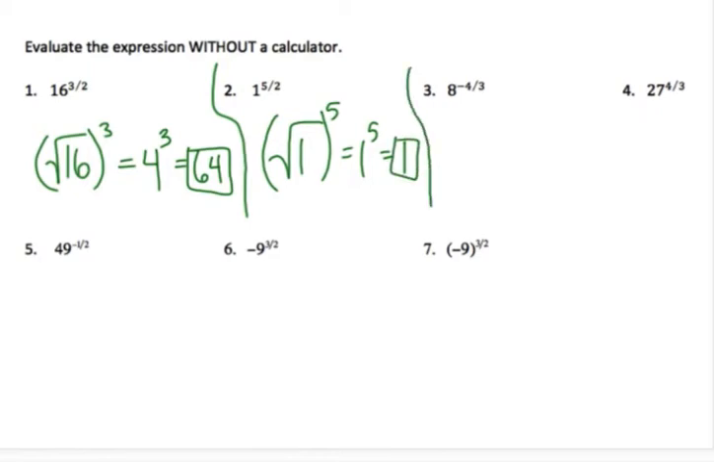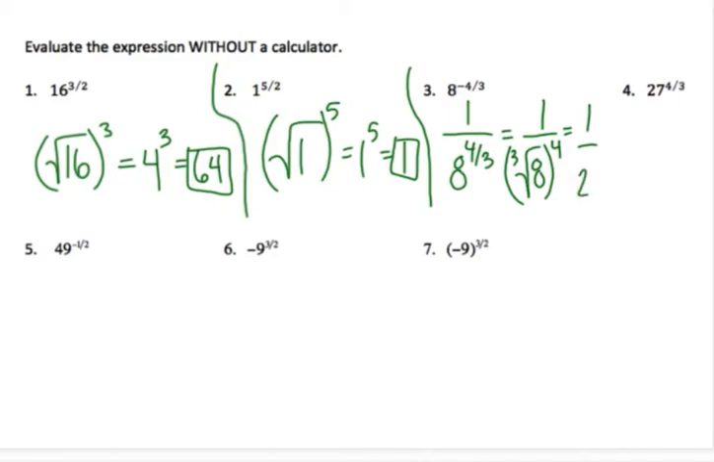Number 3, make sure when you have a negative exponent, you rewrite it first. So 1 over 8 to the power of positive 4/3. And now 4 is the power and 3 is the root. So cube root of 8 all to the power of 4. Now cube root of 8 is 2. So you have 2 to the power of 4. And 2 to the power of 4 is, not 8, it is 16. So you get 1 over 16.